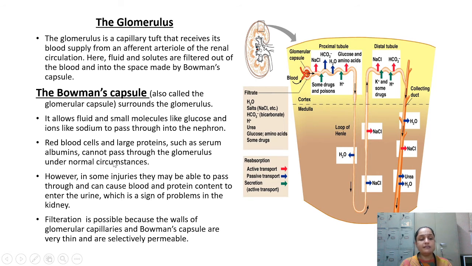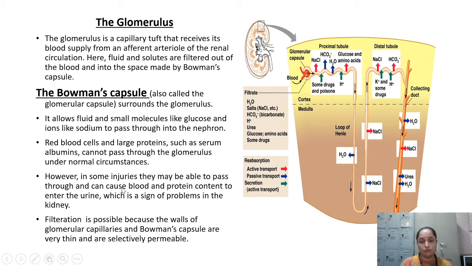Okay, so red blood cells are large, like proteins. So whatever the red blood cells which is there in the glomerulus, it is in the form of a large protein. It cannot pass through the glomerulus capillaries into the Bowman capsule. Okay, so it will not pass. Like such as serum albumins, these also cannot pass through the glomerulus under normal circumstances.